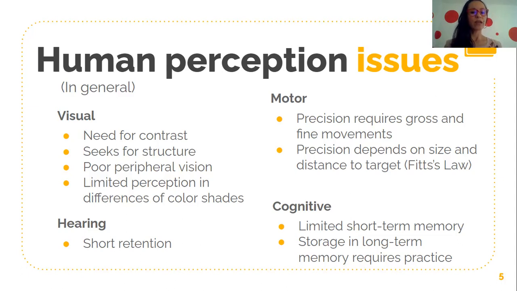Another issue is that we have a limited perception of differences in color shades, and it's related to contrast. For example, we can distinguish very easily the black from the yellow, but it won't be so easy for us to distinguish light yellow from slightly less light yellow, okay? So this is something to consider because first of all, we need to have enough contrast.